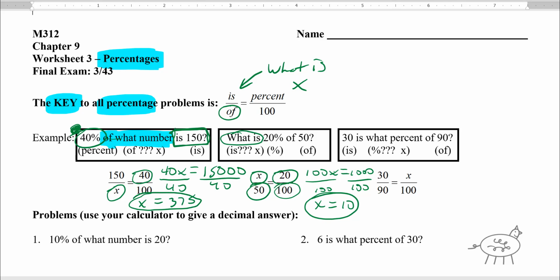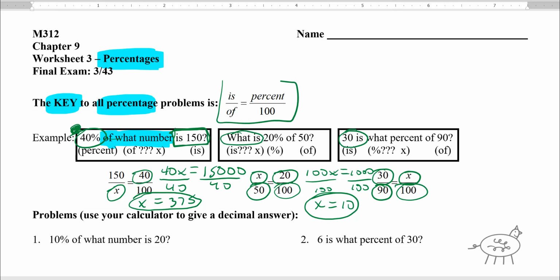The next one: 30 is. So 30 is, that means that goes where the is. 30 is what percent? That's your question. What percent? That's your x, of 90. The 90 goes here, and then you always put the 100 there. So it's easy. As long as you know it's is over of equals percent over 100, and you put all your numbers and variables where they need to go, and you cross multiply and solve.